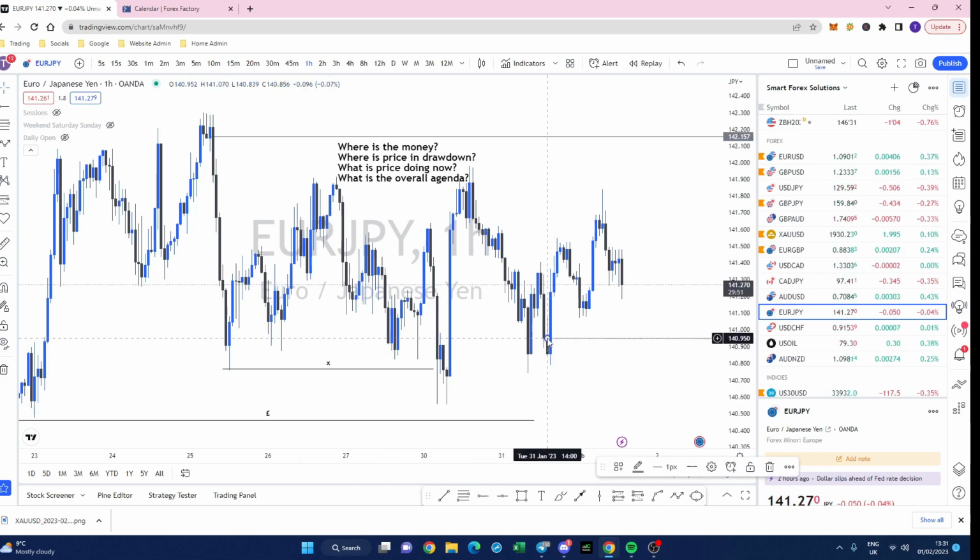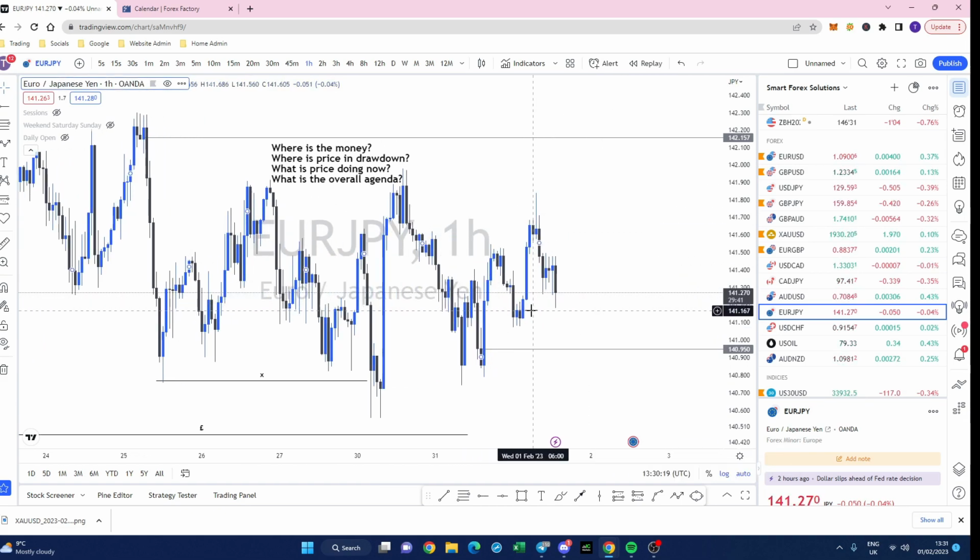This candle's in drawdown. Price broke above. Price came into the imbalance, pushed higher. Now we're coming back. We're reacting in this candle right here. So to answer what is price doing now, it's about to come into a new low. So it's reacting in a low, potentially accumulating on a smaller time frame. So what is the overall agenda?